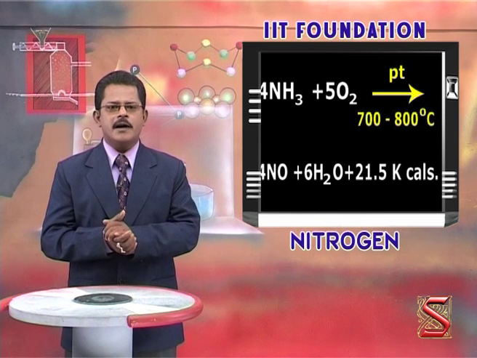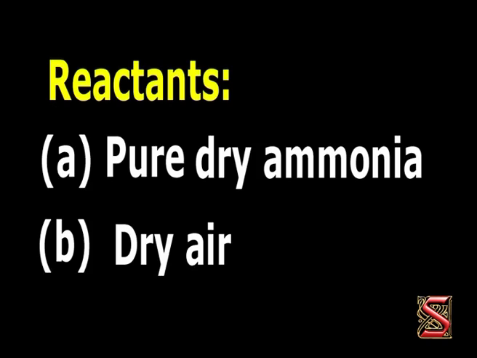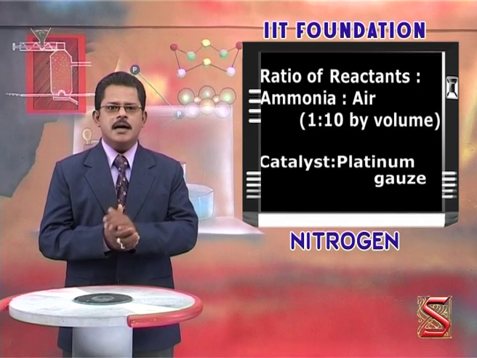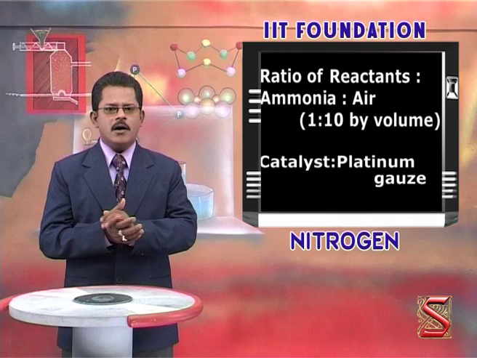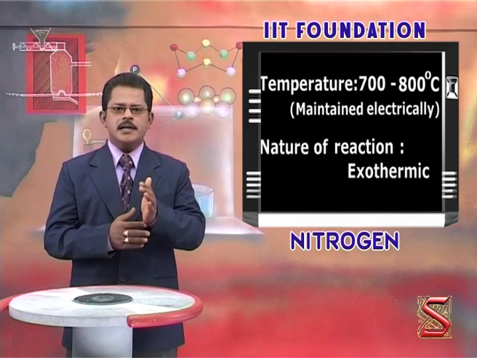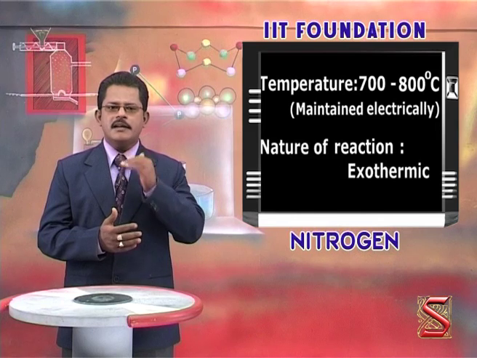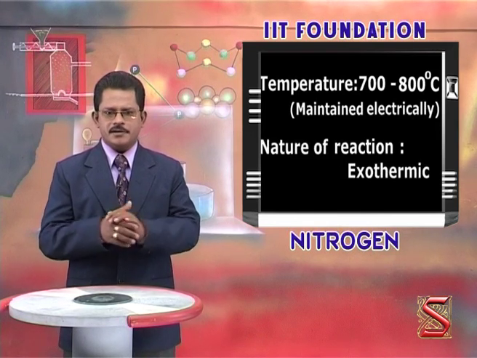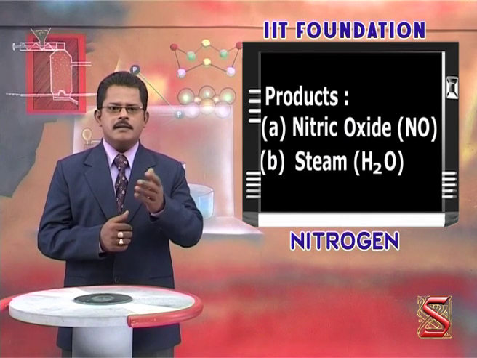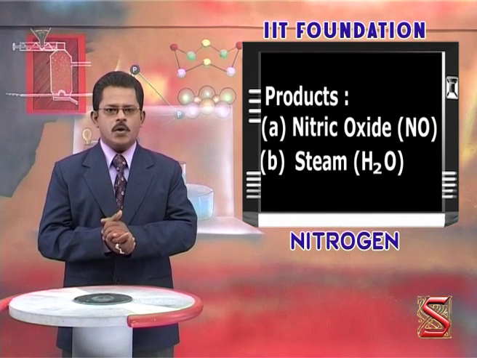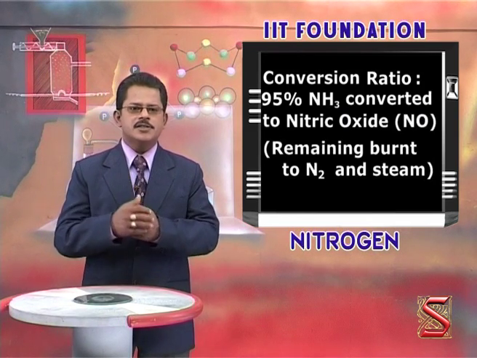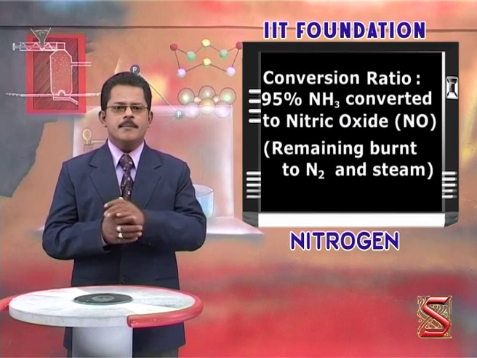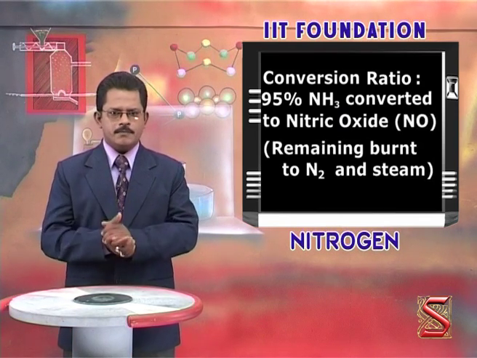plus 21.5 kilocalories. The reactants: pure dry ammonia, dry air. The ratio of reactants, ammonia to air, is 1:10 by volume. Catalyst: platinum gauze. Temperature 700 to 800 degrees Celsius, maintained electrically. Nature of reaction: exothermic. Products: nitric oxide NO, steam H2O. Conversion ratio: 95% of NH3 converts to nitric oxide NO, the remainder burnt to nitrogen and steam.